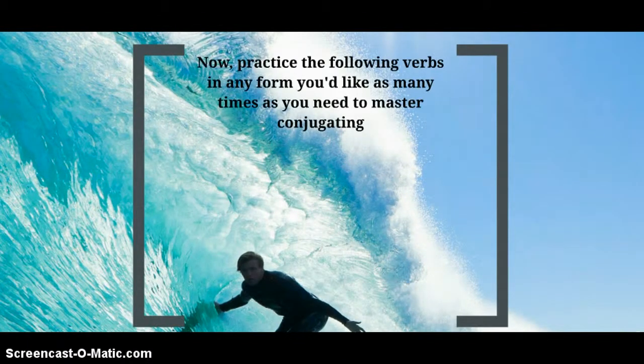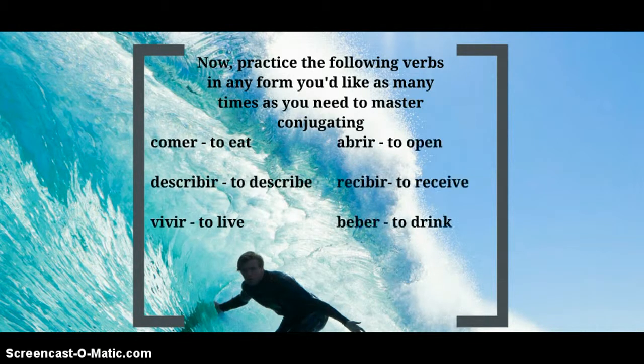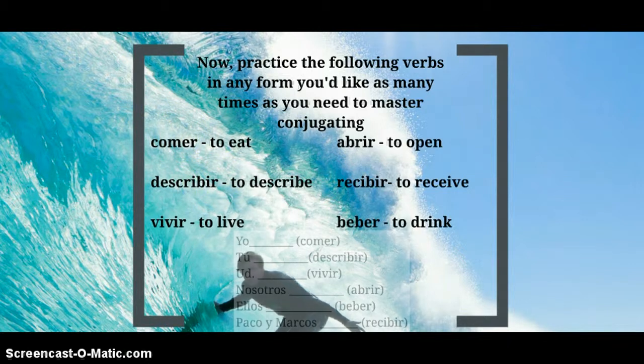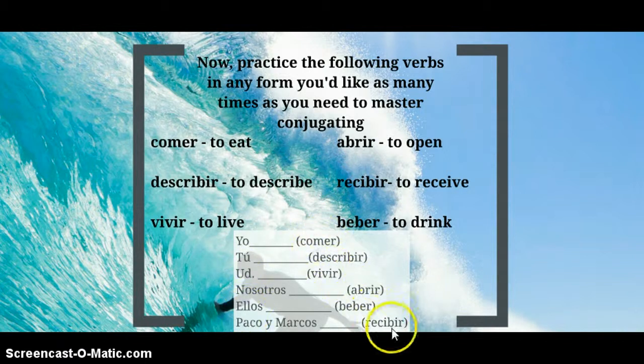Alright, so now it's time for you to practice the following verbs in any form that you'd like, and as many times as you need to master conjugating these ER and IR verbs. Okay, if you need a little bit of help, here's a couple examples that you can practice. These are the subjects. Here's the verb that I want you to conjugate in these forms. So you want to conjugate comer into the yo form. You want to conjugate describir into the tú form. And the same for the rest of them, okay?